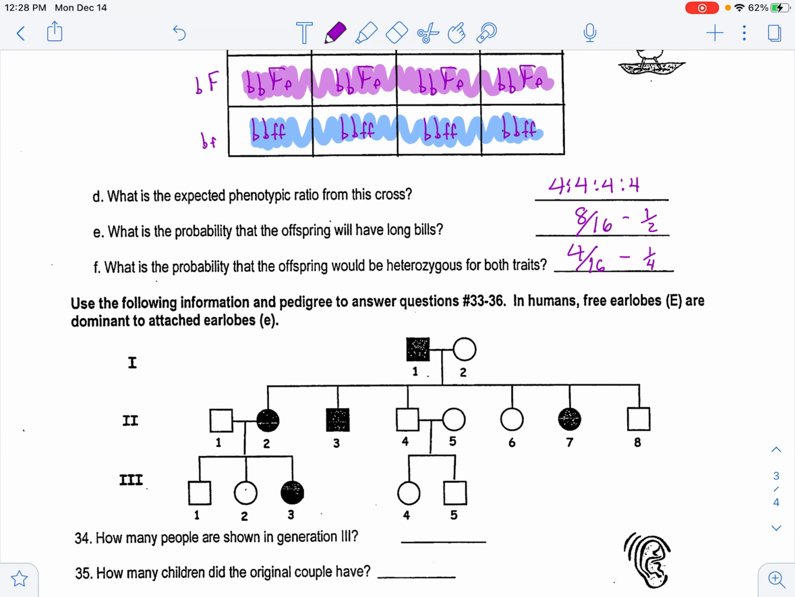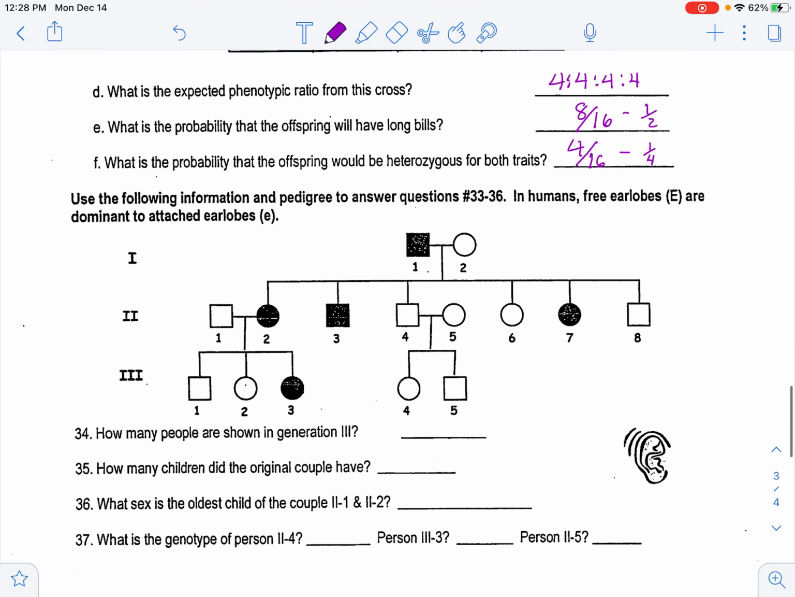Okay. Here, the last one is going to be your pedigree. So free earlobes, capital E, attached earlobes, little e, just like the notes we did. Just some questions. How many people are shown in generation 3? So generation 3, we got 5. How many children did the original couple have? This is the original couple. They had 1, 2, 3, 4, 5, 6. What is the sex of the oldest child? Oldest child from generation 2-1, generation 2-2. So this is the oldest child from those identified individuals. That would be male, since it is a square.